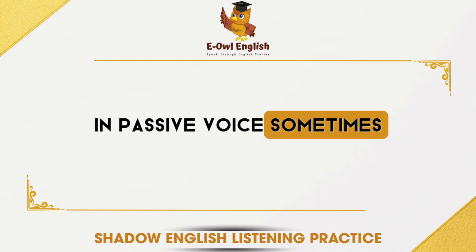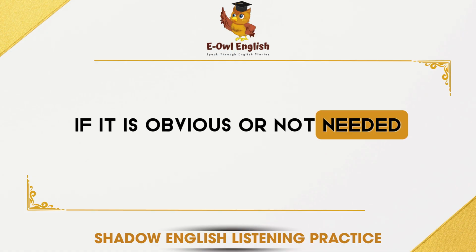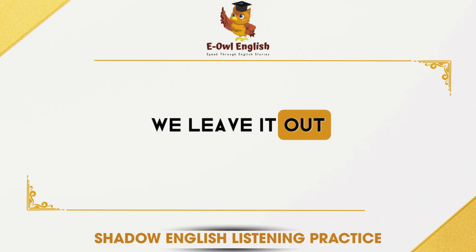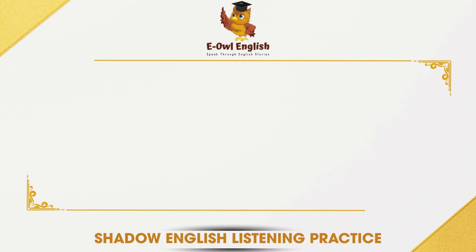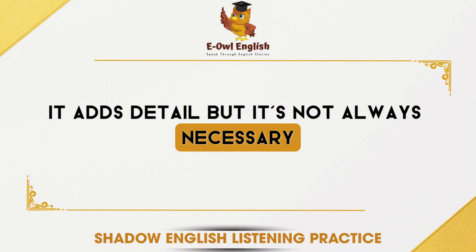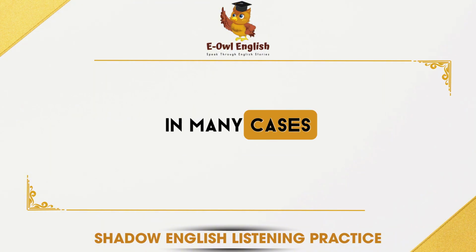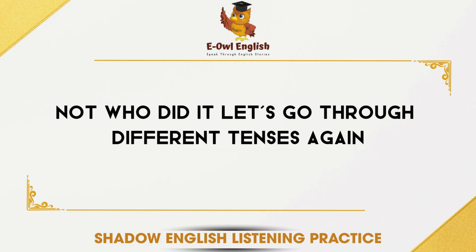In passive voice, sometimes we do not include the person who did the action. If it is obvious or not needed, we leave it out. For example, "the homework was done" is fine on its own. If we say "the homework was done by the student," it adds detail, but it's not always necessary. In many cases, the passive voice just tells what happened, not who did it.